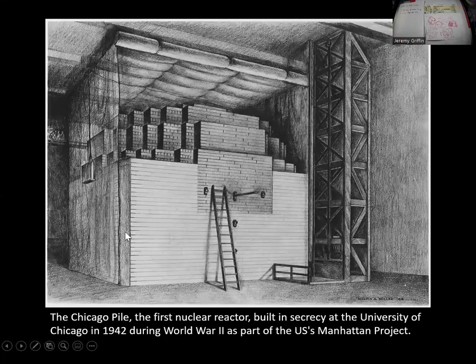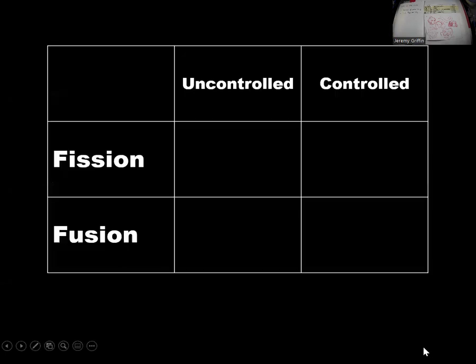Right, here's the Chicago Pile. The first nuclear reactor was built at the University of Chicago during World War II as part of the Manhattan Project, which you guys know from history. That was the U.S. government funding this atomic research. We were trying to beat the Axis powers to creating an atomic bomb. So scientists knew that in principle nuclear weapons could be created. They convinced the government, hey, let's pump money into this research project, the Manhattan Project.